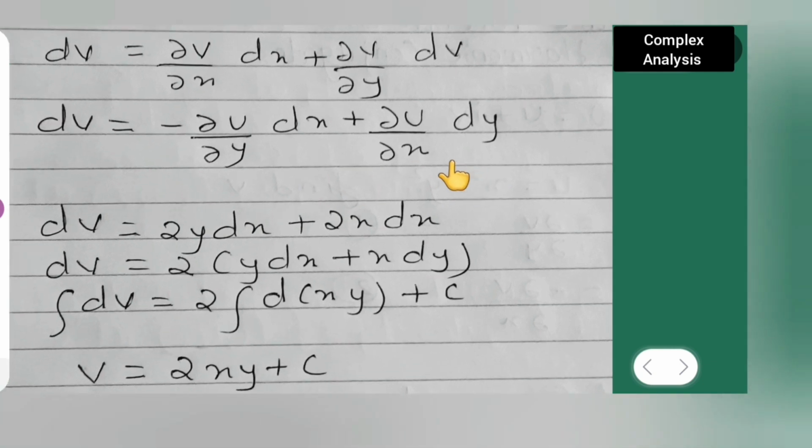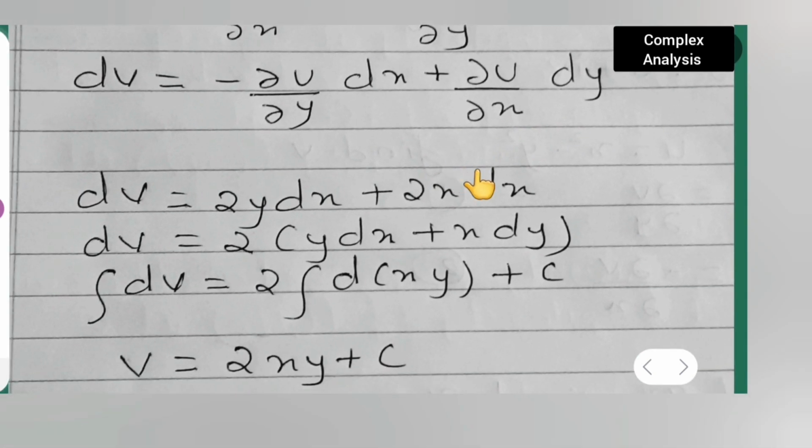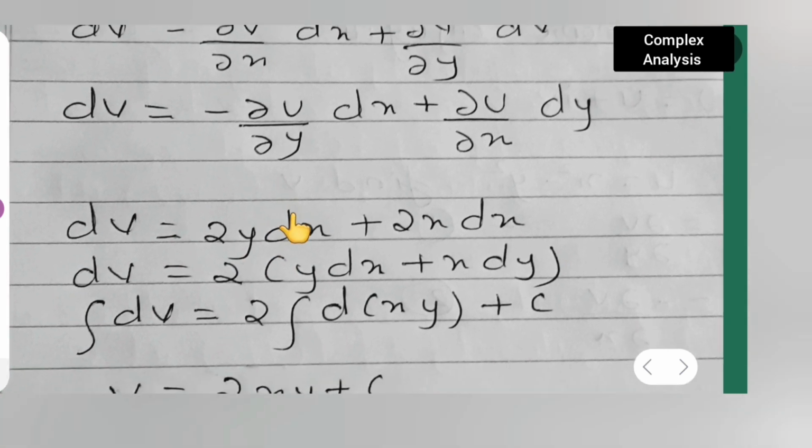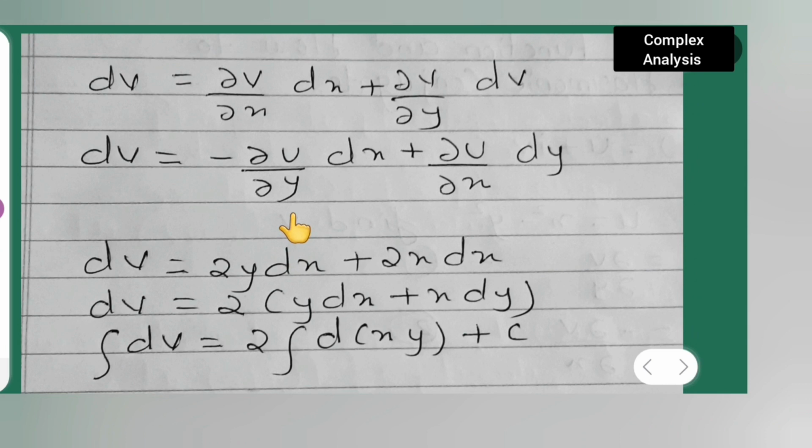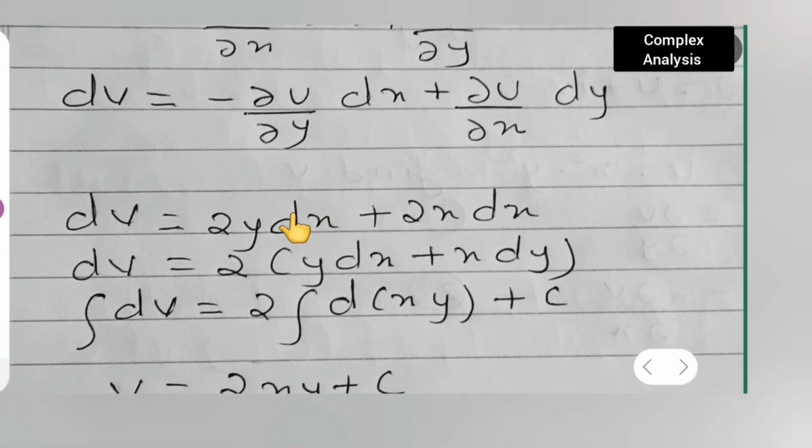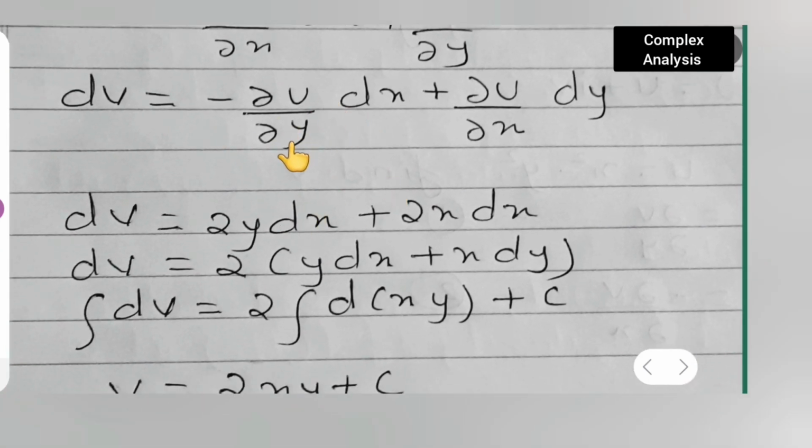This I have already told you just now. So now dv is equal to 2y dx. So what is minus dou u upon dou y dx? Dou u by dou y.